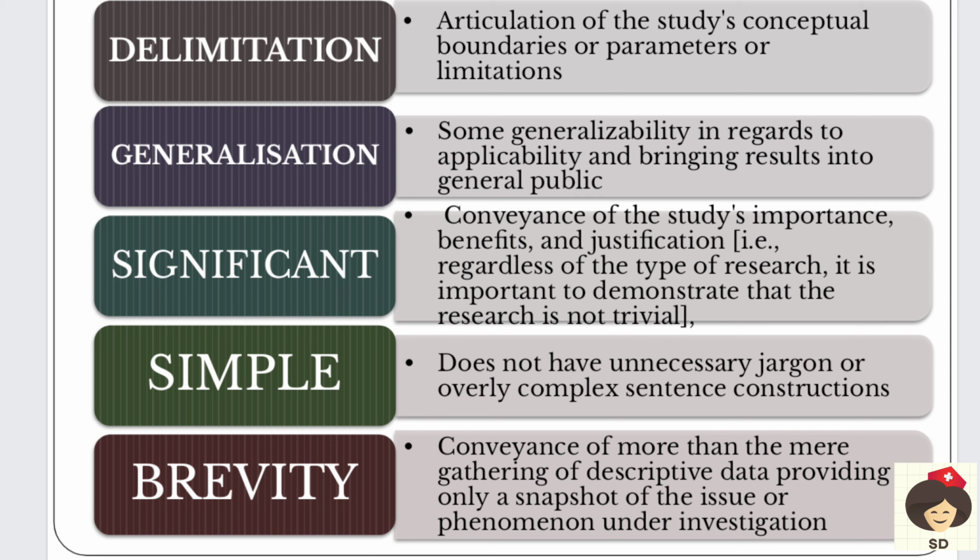And generalization. Any study which we are doing should be usable for the general public. So we have to do research in such a way that the topic can be used for the general public. And significance: the study should say what is important and what the benefits are, and it has to justify this, you have to prove it with evidence.